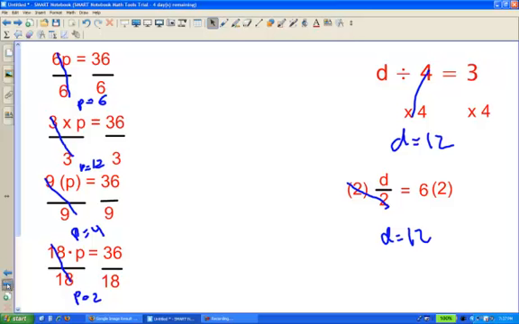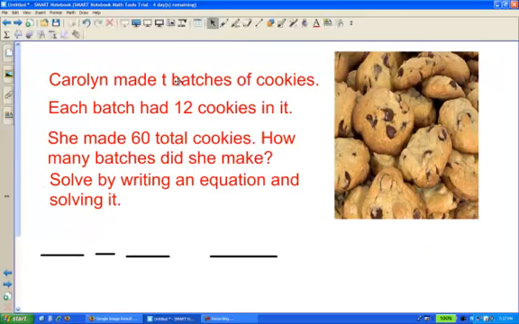Alright, one more slide and then we're out of here. Carolyn made B batches of cookies. Each batch had 12 cookies in it. She made 60 total cookies. How many batches did she make? Solve by writing an equation and then solve it.